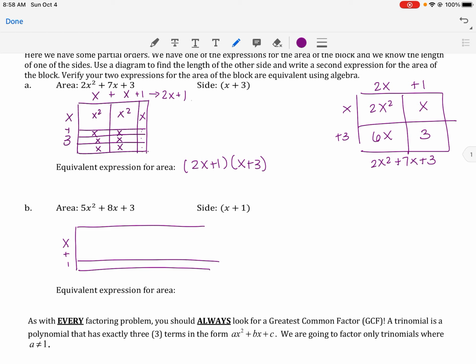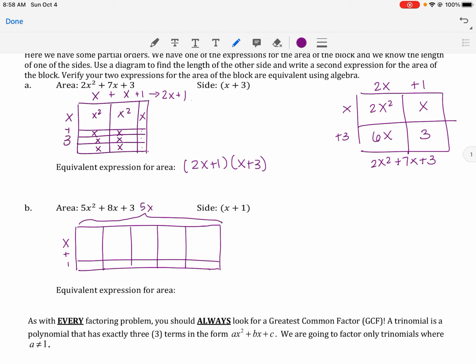And I have a total of 5x squared. So that means there's got to be 1, 2, 3, 4, 5x squareds, right? 1, 2, 3, 4, 5. So let's see. Maybe I'll write this actually just as like a 5x. So we know it's all adding together.